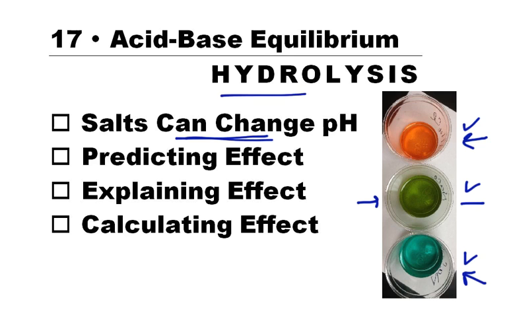And it has to do with water. Hydrolysis means water, and lysis means to break it up. So some of the ions in the salts actually go and break up the water. That's where that name comes from. So we want to know that salts can change pH. We want to be able to predict which way the salt will change the pH. We need to go back and explain how come that works. And then we also want to be able to calculate this effect, and we'll show that briefly.